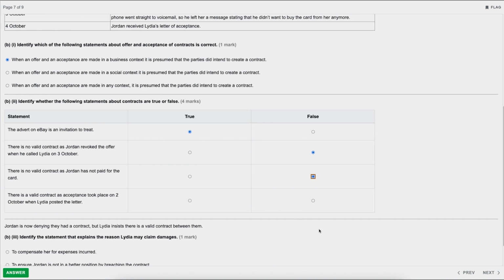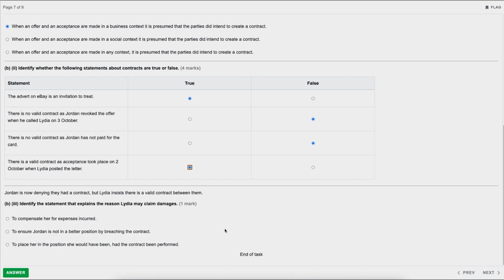And then the bottom one, there is a valid contract as acceptance took place on the 2nd of October when Lydia posted the letter. So that is exactly what I've just been talking about. So that one would be true. So under the postal rules, when she sends that letter on the 2nd of October, that would be classed as accepting the contract. And therefore there is a valid contract between the two parties. So that would be true.